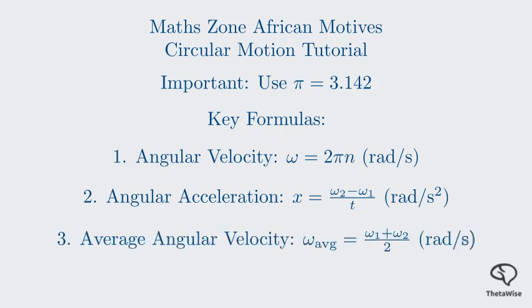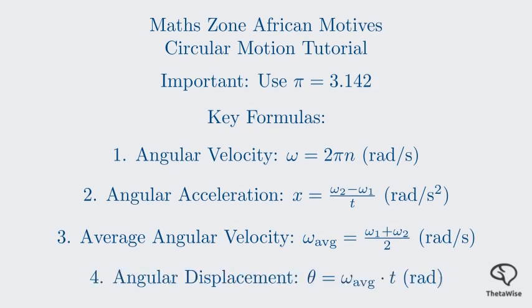Third, we have average angular velocity, which is simply the sum of the initial and final angular velocities divided by 2. This is used when the acceleration is uniform. Fourth is angular displacement, theta. It's found by multiplying the average angular velocity by the time. This gives us the total angle rotated.